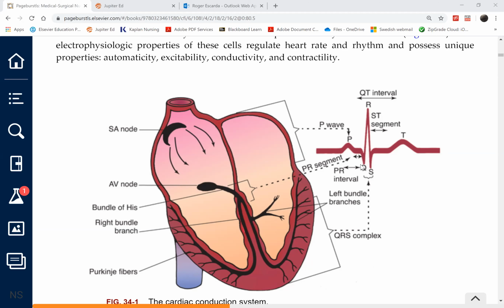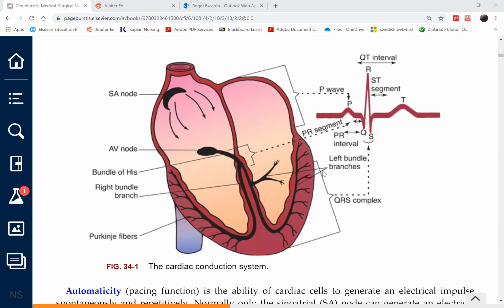So the next phase of the cardiac cycle is ventricular contraction. The electrical impulse reached the AV node, which delayed transmission for 0.12 to 0.2 seconds, and then transmitted the signal down the left and right bundle branches and into the ventricles, forming the QRS complex. So the QRS complex represents ventricular contraction, or ventricular depolarization.